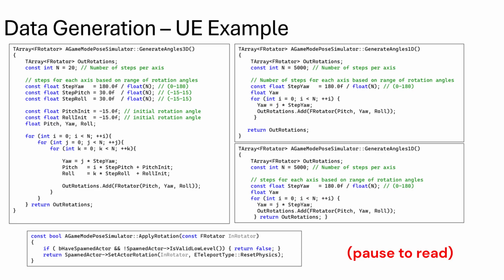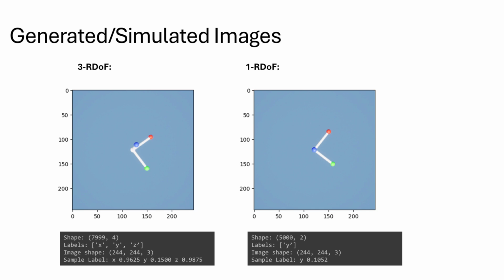Here is just an example of the 3 RDOF and the single RDOF images and their shapes and labels. For example, for the 3 RDOF, we see that there are 7,999 images. One had to get dropped because of blur. There are 3 labels, and the image dimensions are 244 by 244. Whereas the single RDOF has 5,000 images and 1 label, and the same image dimensions.